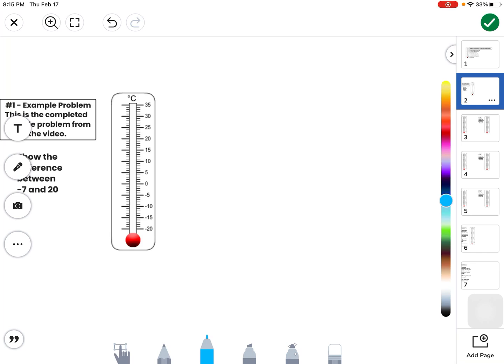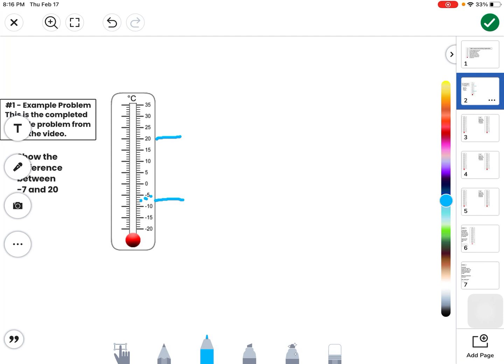So in this case, I'm finding the difference between 20 and -7. Here I would say, and this is what I expect you to do: here's 20, and here is -7. So -5, -6, -7. So we are finding the difference between 20 and -7.